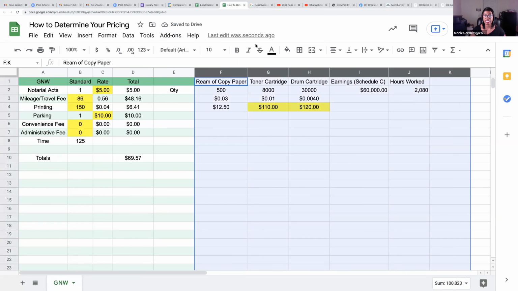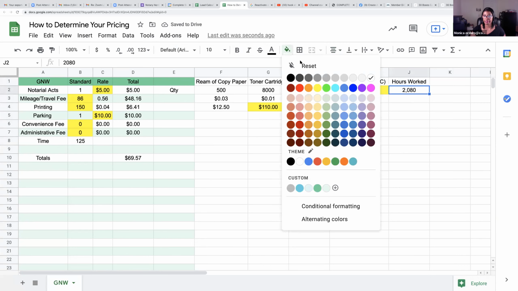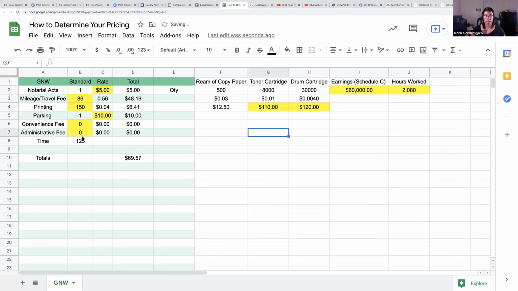Everybody needs to be centered on the screen. Awesome. Okay. So your hourly rate is going to be over here, and I'm going to make these yellow, because remember, you guys, yellow means you get to input. You have to go home and figure these numbers out.